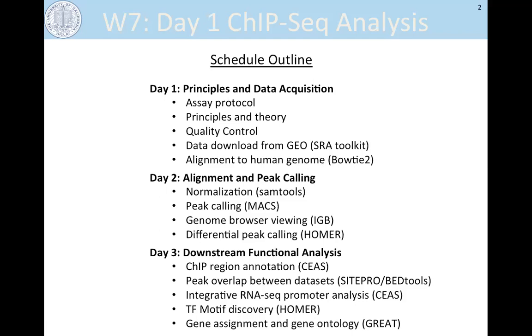And tomorrow it'll be more visualization of the data. We'll do the peak calling and we'll look at the data in the genome browser. We'll do differential peak calling. And on the third day, on Thursday, we'll do more downstream functional analyses. We'll look at ChIP region annotations using CEAS. We'll look at how the peaks overlap with other data sets using CistroMap and BEDTools. We'll do some integrative analysis.